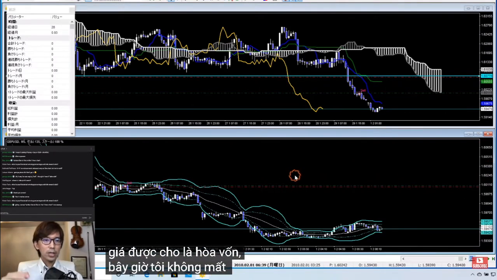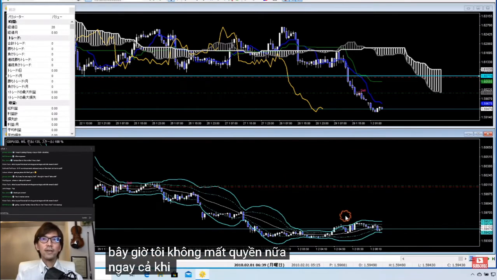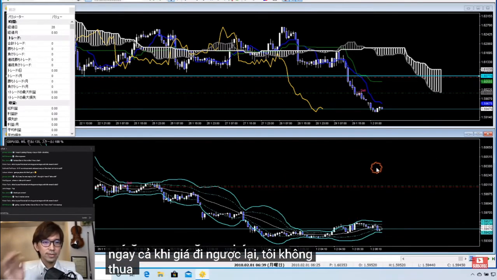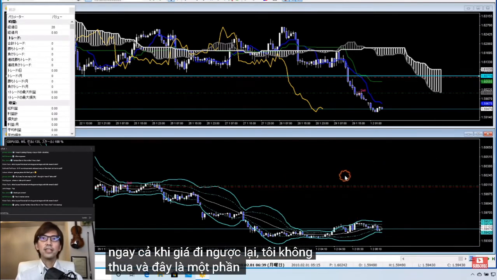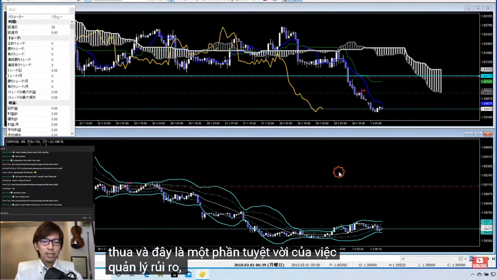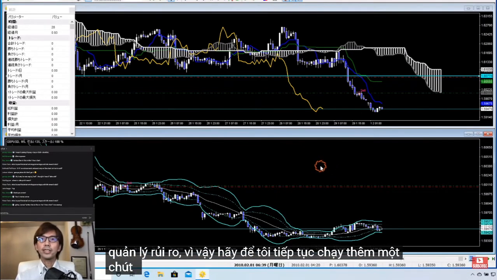Okay, now I don't lose anymore, right? Even if the price goes backwards, I don't lose. And this is a great part of the risk management. So let me keep running a little bit more.